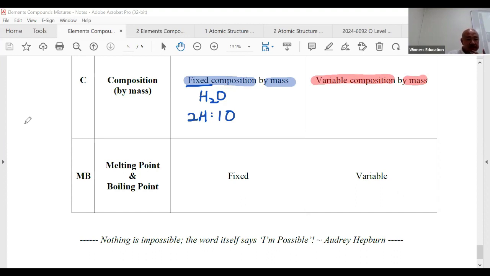Melting point, boiling point. We learned this already. Consider done. A compound has a fixed melting and boiling point, like water: 0 degrees Celsius, 100 degrees Celsius. Whereas a mixture has variable melting point and boiling point.